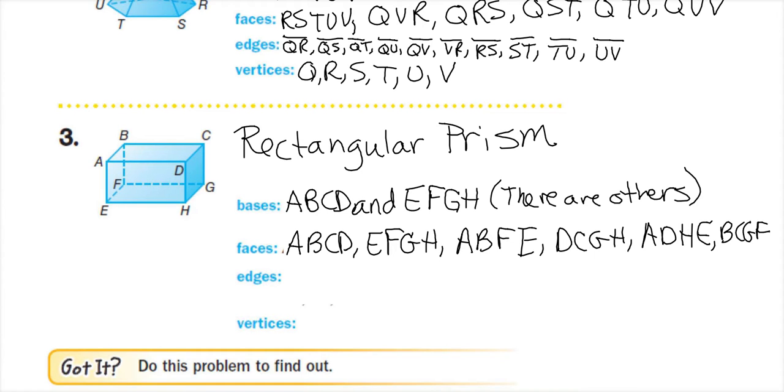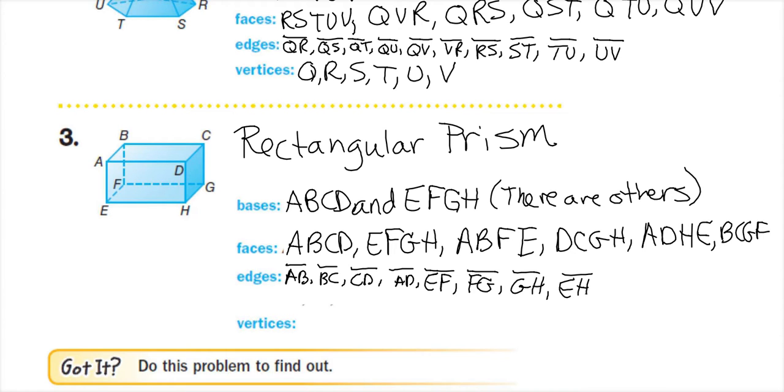Okay, next are the edges. Again, this is kind of long, so just bear with me here. So we got segment AB, segment BC, segment CD, segment AD, segment EF, segment FG, segment GH, segment EH, segment AE, segment BF, segment CG, and segment DH. Okay, got all those.